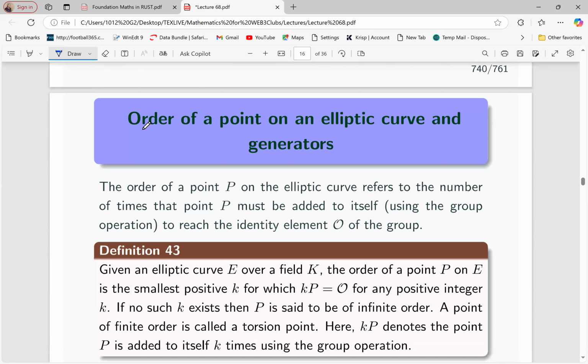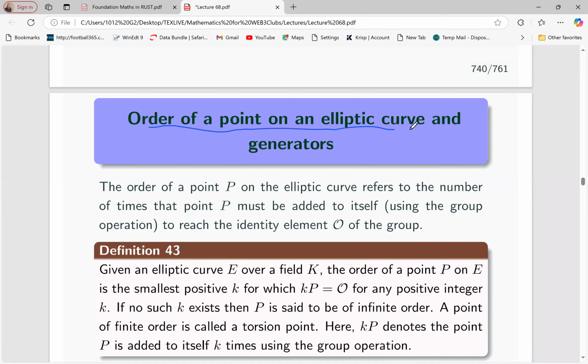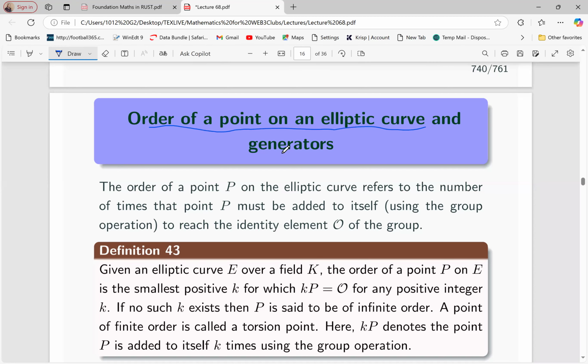Now, another very important thing in the elliptic curve is how do you find the order of a point on the elliptic curve? And also, how do you find the generators? Let me just define what the order is.